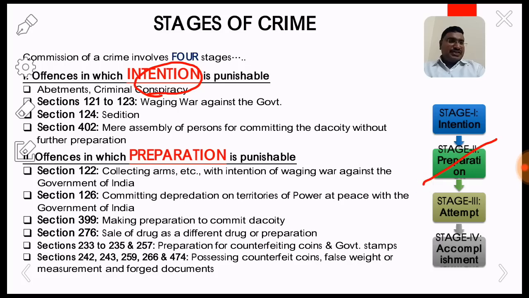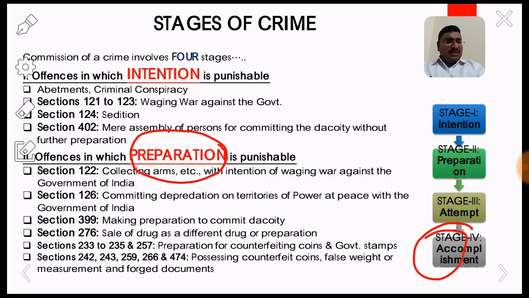The second stage is preparation. Offences in which preparation is punishable are enumerated here: Sections 122, 126, 399, 276, 233 to 235 and 257, 242, 243, 259, 266 and 474. Here the preparation itself is punishable. There is no need for accomplishment. The third stage is not required; a person is punishable within the second stage.